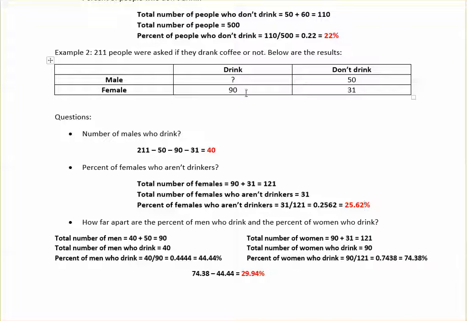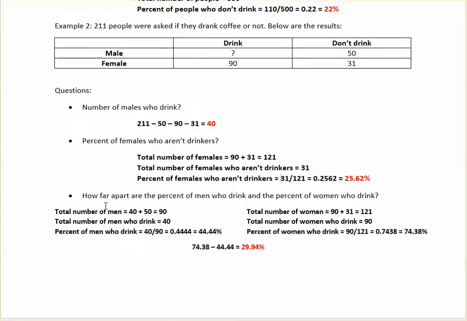So total number of females. We've got 90 who drink and 31 who don't drink. So that's your 121 right there. Then your total number of females who aren't drinkers is 31. Then you take that 31 females who aren't drinkers divided by the 121, which is the total number of females. That would give you 0.2562, which is 25.62%. Enter in Canvas just 25.62.